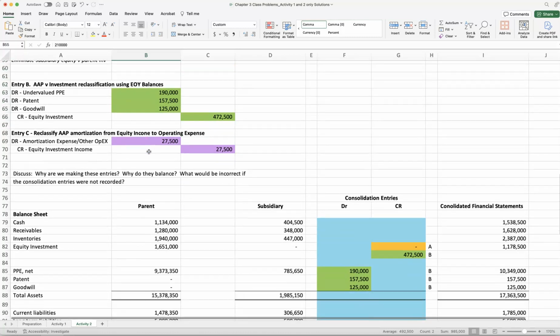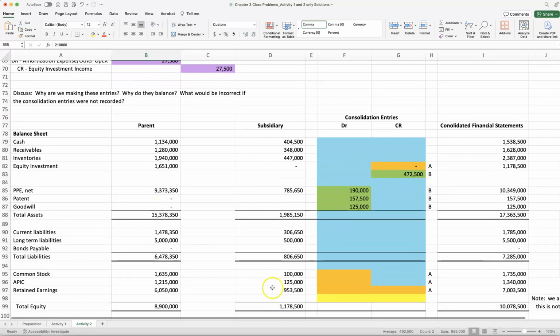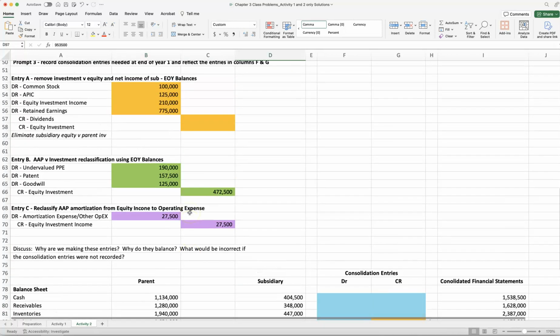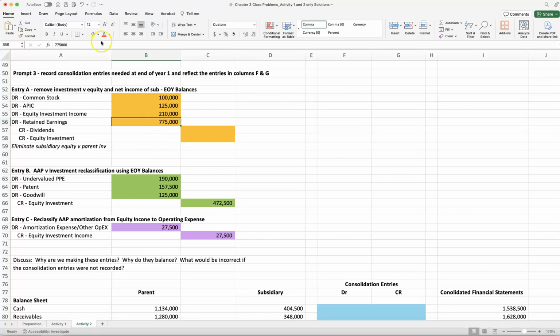That totals to $985,000, which, plus the dividend, which if we go down to the bottom, we see in their retained earnings. So I'm just going to color code these slightly differently so you can see it. The $775, the equity income, less that dividend of $31,500 equals their total retained earnings. But I'm doing it in parts because the current year items actually are flowing through into the financial statements differently. And then I will decrease the equity investment for the $1,178,500.